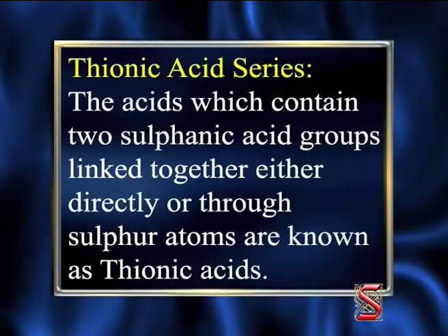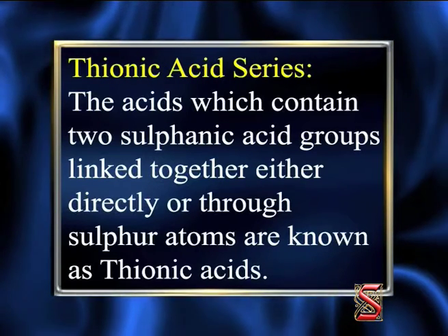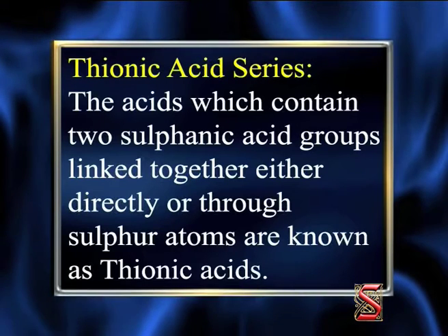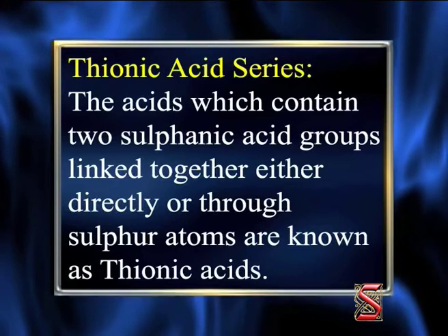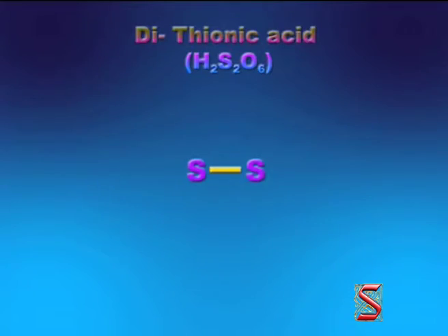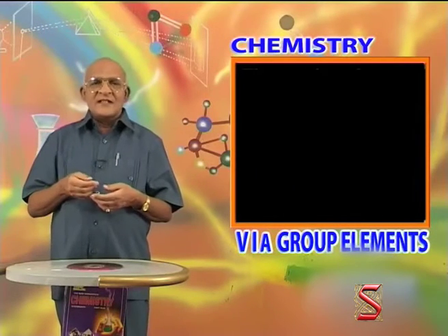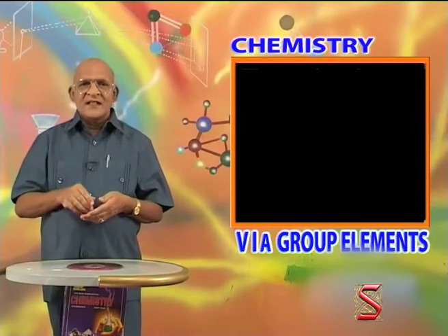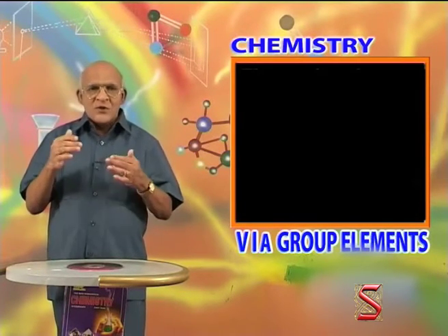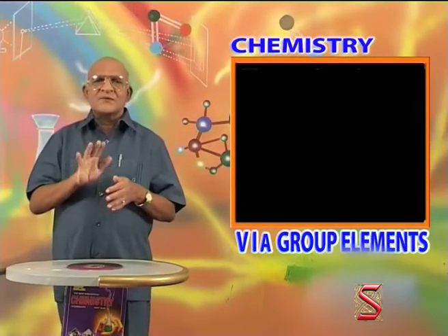Now we shall take up thionic acid series. What are thionic acids? The acids which contain two sulphonic acid groups linked together either directly or through sulphur atoms are known as thionic acids. First one is dithionic acid. Its formula is H2S2O6. The structure is given here. You can see the S-S bond. The S-S bond length is 215 picometers. S-S-O bond angles are close to tetrahedral, 103 degrees. The oxidation state of sulphur is +5.